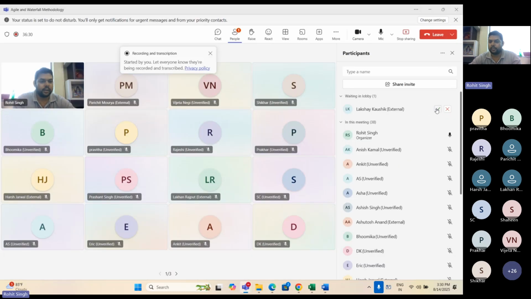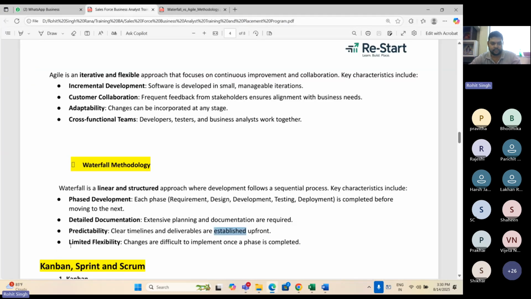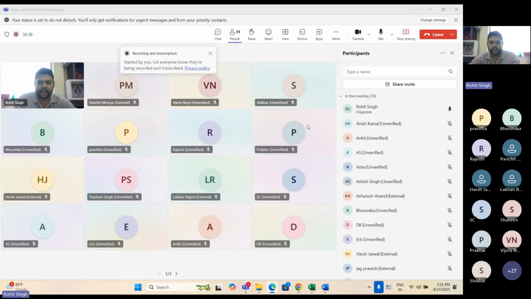Okay, and of course, limited flexibility. Changes are difficult to implement. Any question, any doubt, any ambiguity, any issues as of now, guys? So Rohit bhai, Ranji. No, bro.